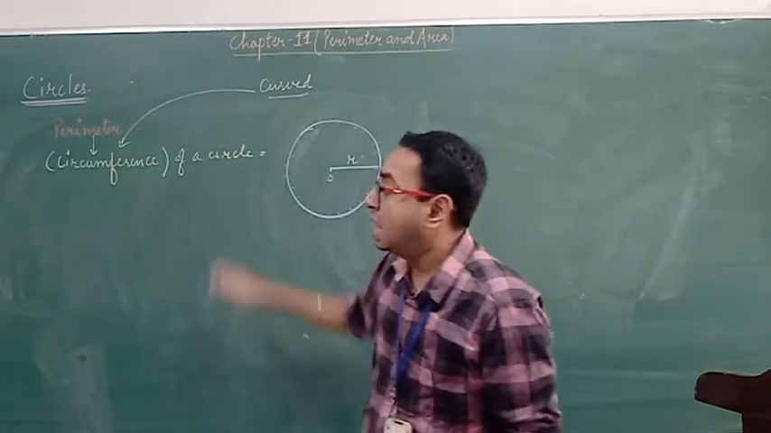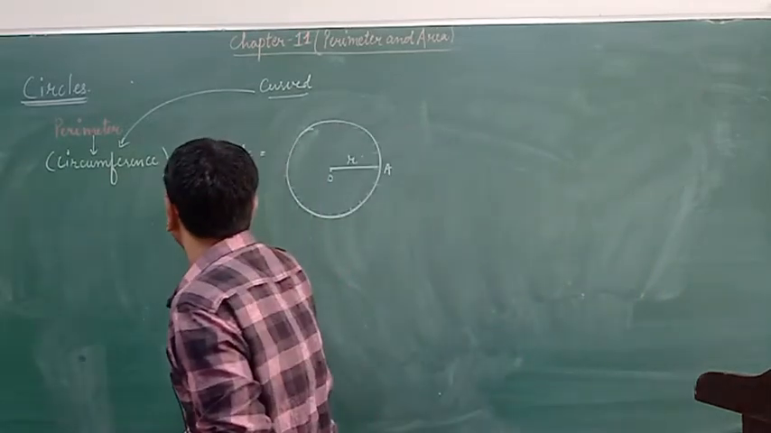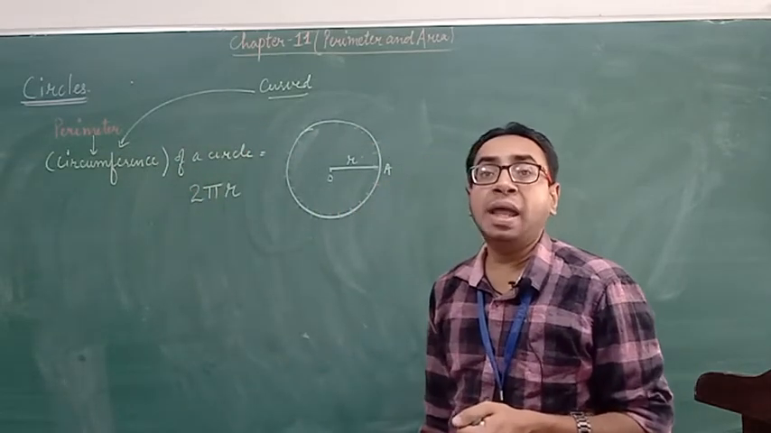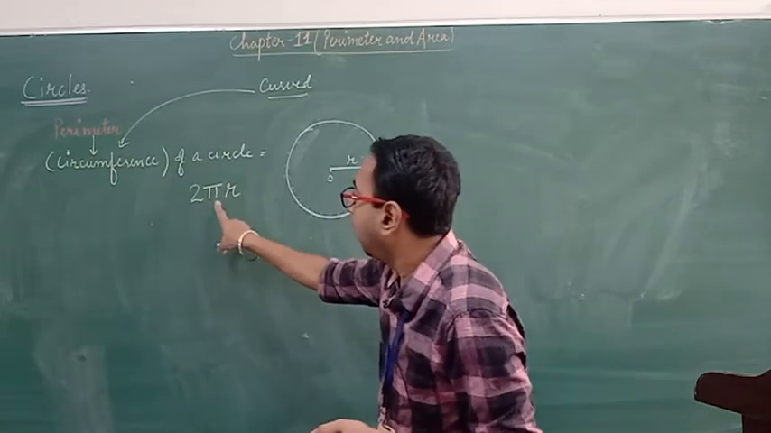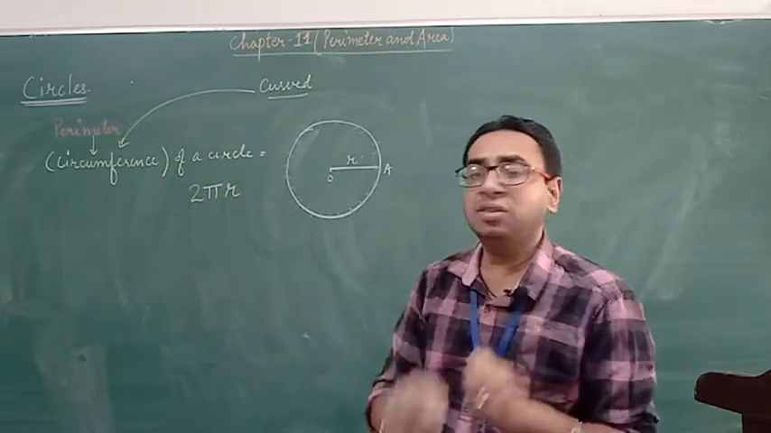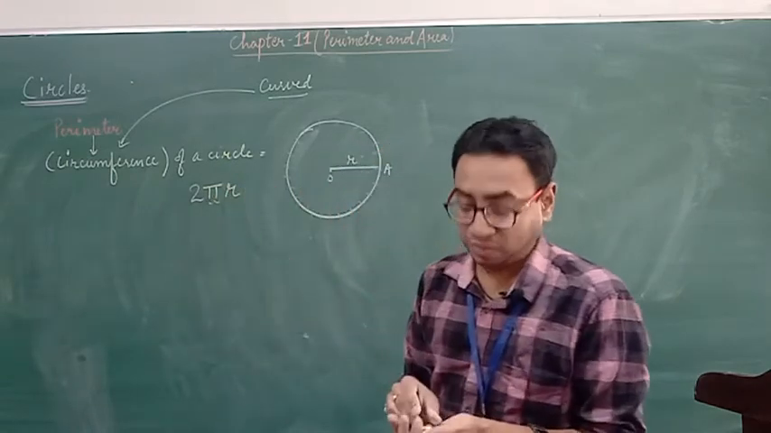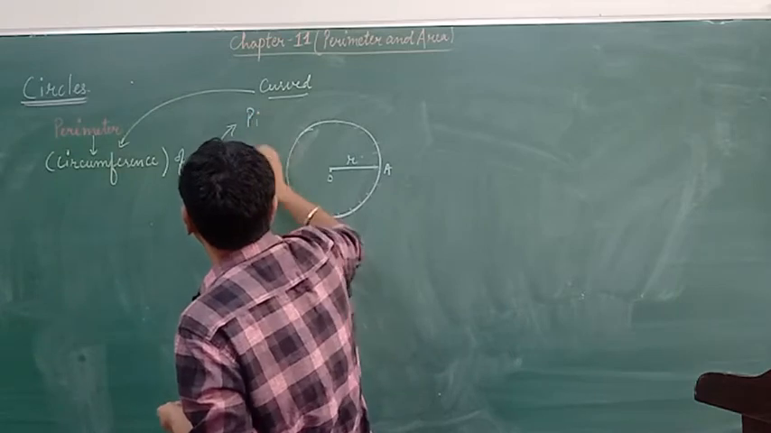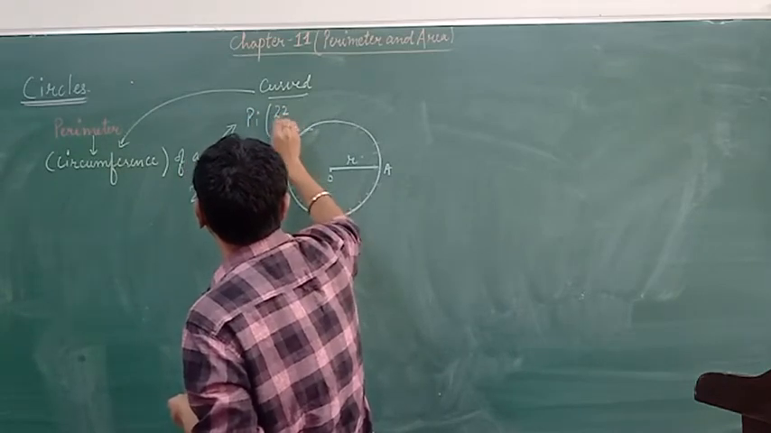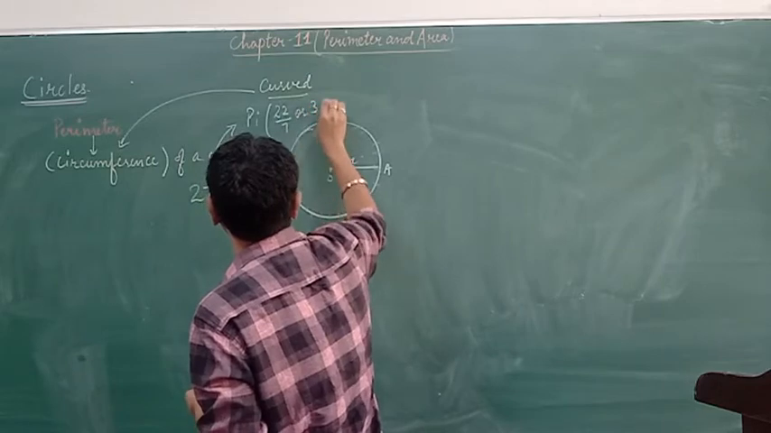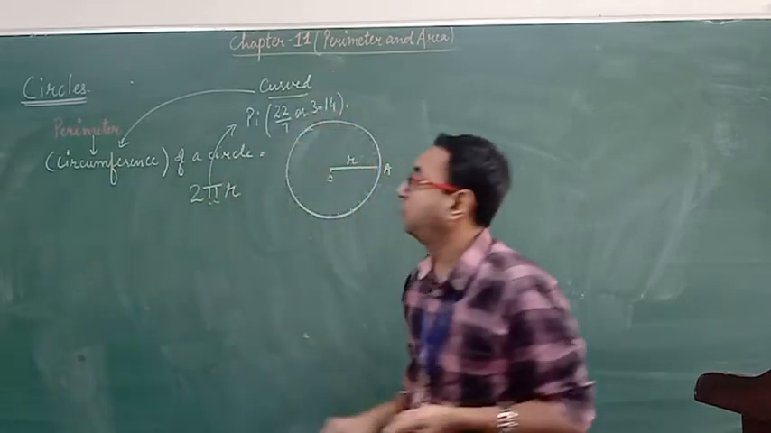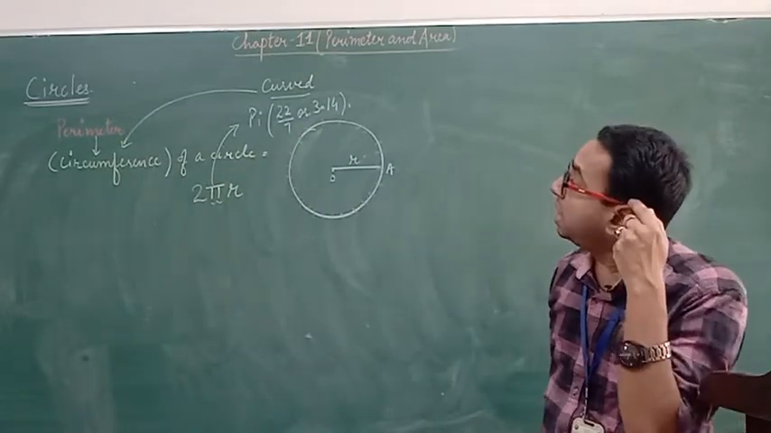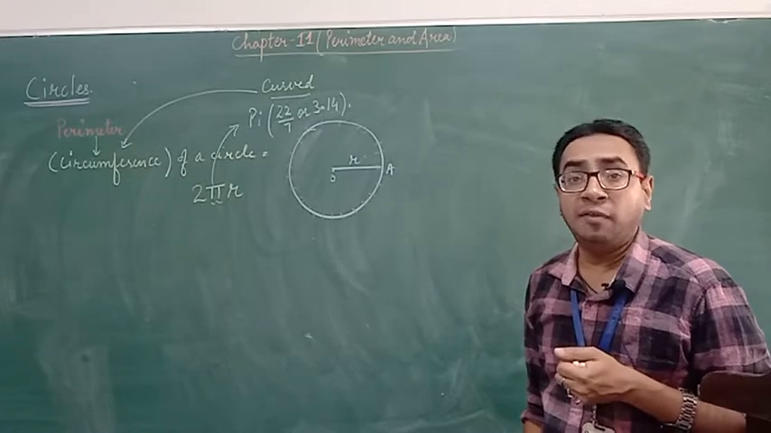Circumference. Are we clear? And the formula is 2 pi r. What is r? r is the radius. This symbol is called pi. Its value is fixed, 22/7 or 3.14. Understand this. The value is very much fixed for this particular pi.